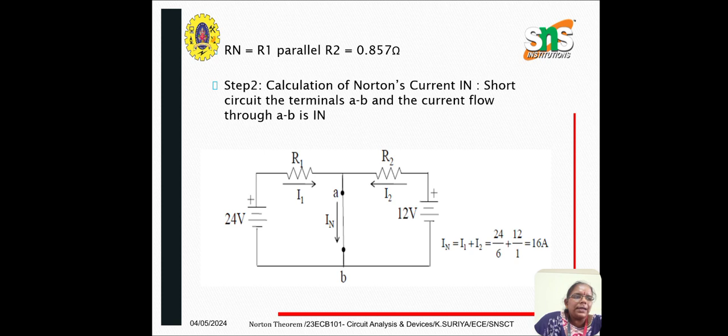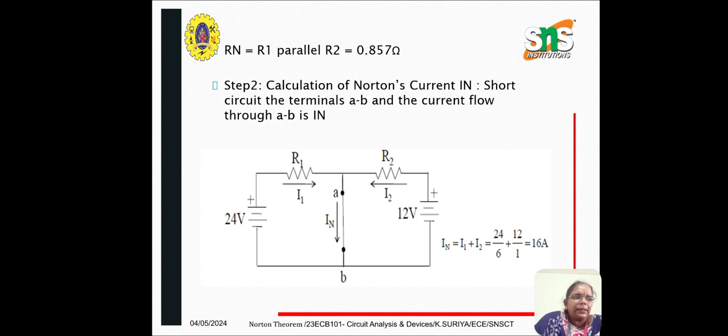Next, you will be calculating the current. To calculate the current, you will be short circuiting the point AB. When you short circuit the point AB, current IN is calculated by I1 plus I2, because the current is flowing from negative to positive. The direction of current is shown here. Both the currents I1 and I2 are entering into the point A. So I1 plus I2 will be giving you IN.